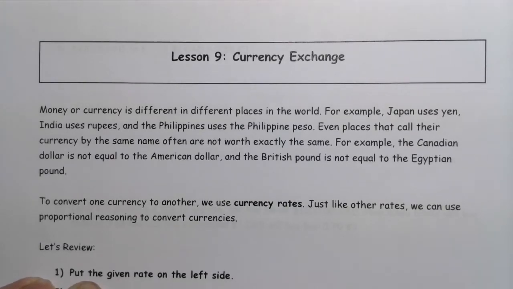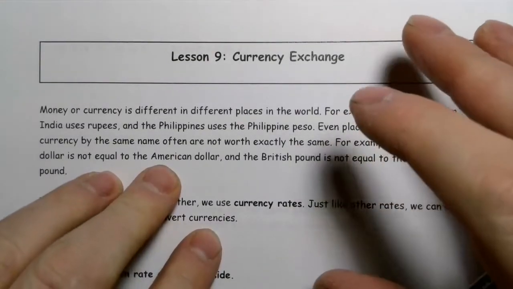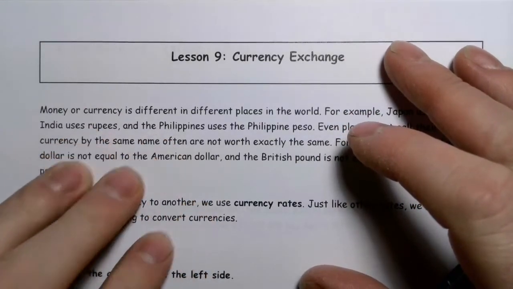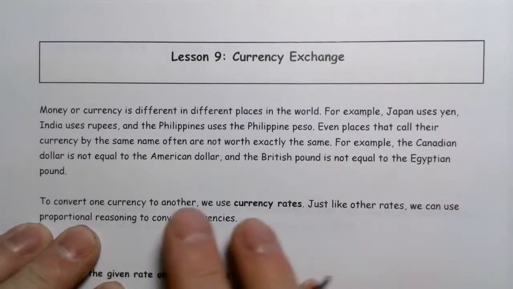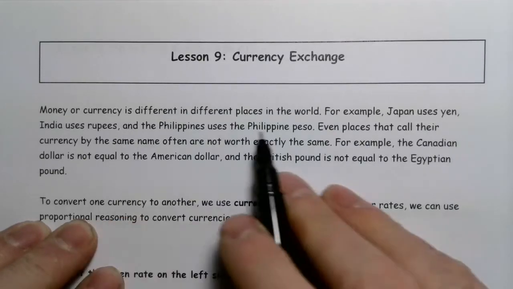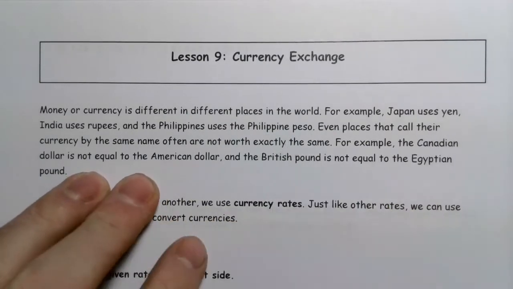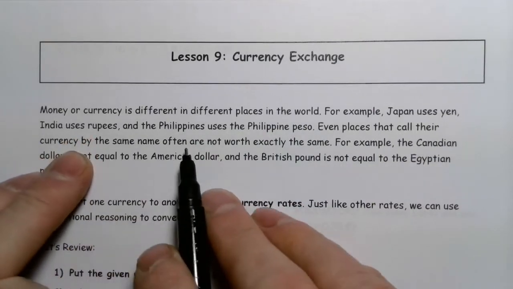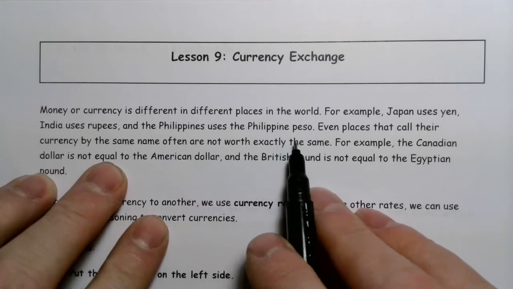Now, what we're going to see here is that the tool we're going to use is something that's very familiar to you, okay? And you'll see that in just a moment here. But what we're really looking at here is how we can know how much money we have going from one place to another. So different, like it says right here, different places in the world use different types of currency. Japan uses the yen, India uses the rupees, the Philippines use the Philippine peso.